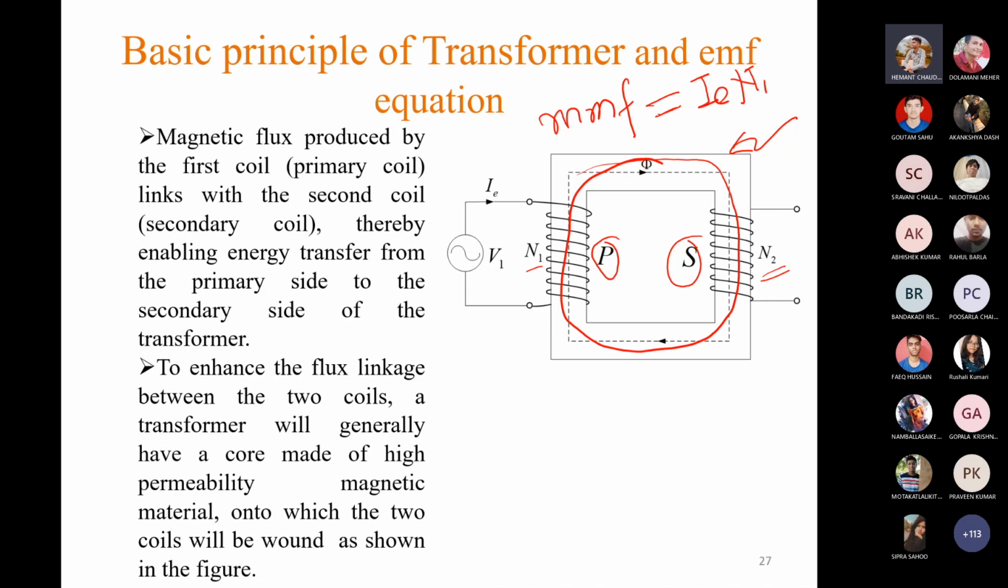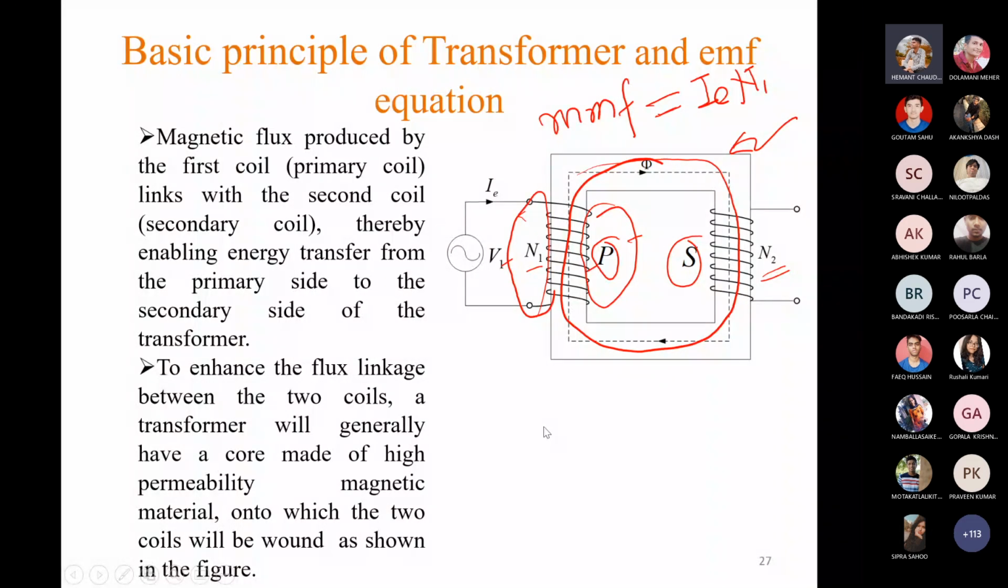Again, the term leakage flux is here. So what is this leakage flux? Leakage flux is that flux which is produced by one winding and linking with the same winding, and it is not linking with the other winding. Suppose this primary winding is producing this flux phi and some leakage flux whose path will be like this. Obviously it is linking with the primary winding only, and it is not linking with the secondary winding. But the flux phi is linking with both the windings. So this phi is called mutual flux, and this flux is called leakage flux. I will discuss this leakage flux in more detail again.